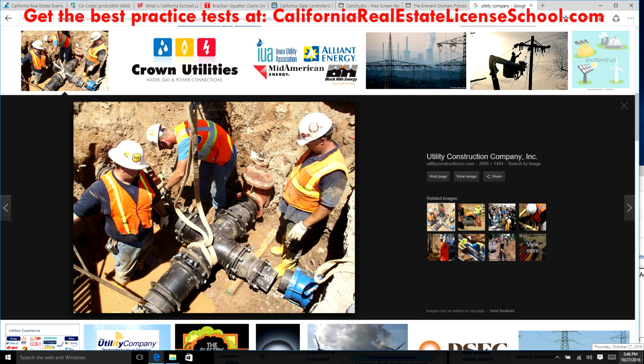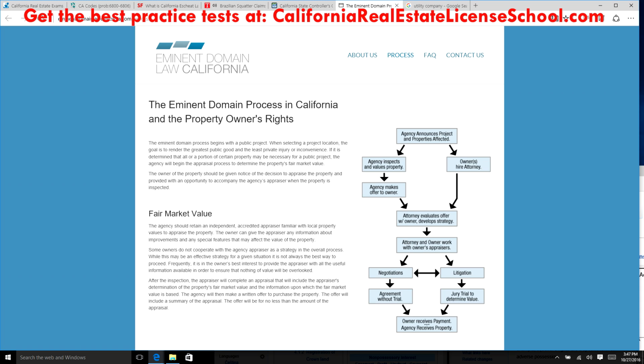So eminent domain, what is it? Basically, the government. Now, this website gives you a lot of details about what eminent domain is, eminentdomainlawcalifornia.com, and tells you the process.